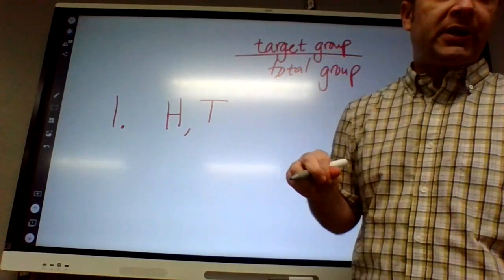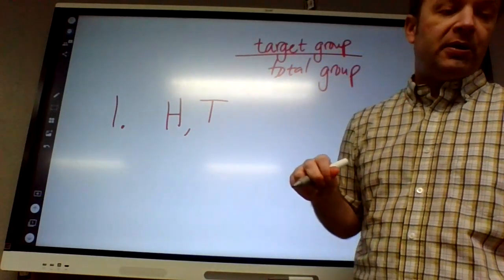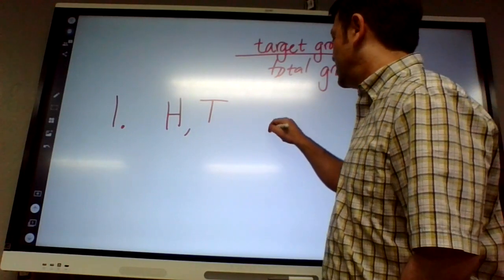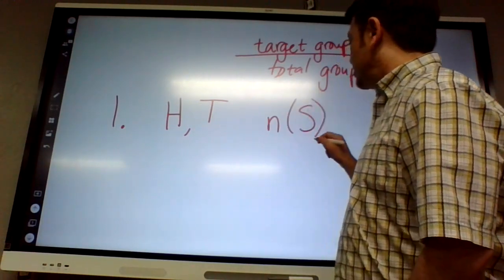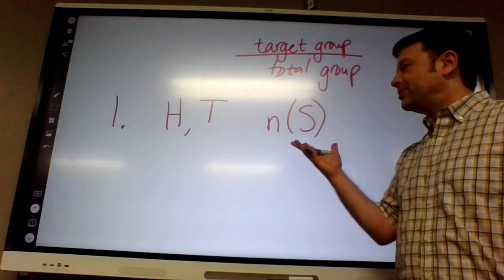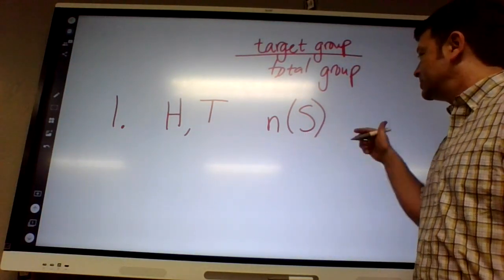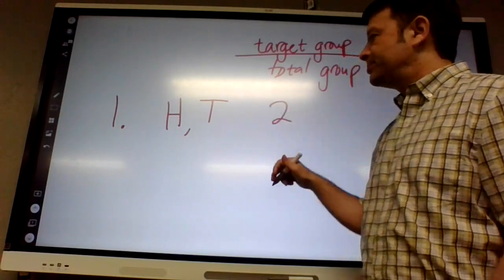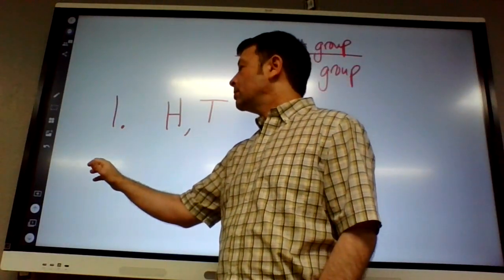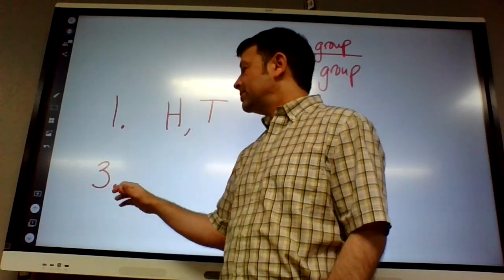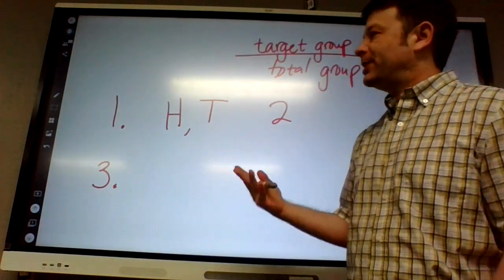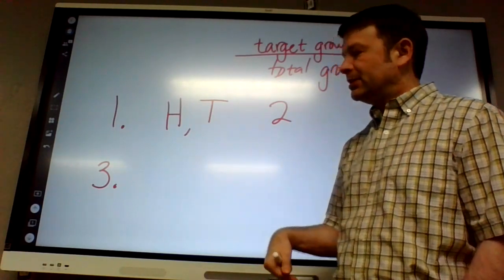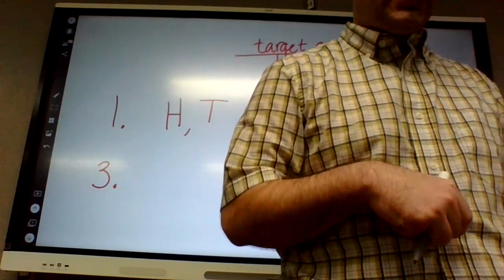Not really in love with that terminology. And then the N of S means what is the number of possible outcomes in the sample space. So what is the number of possible outcomes? 2. So let's put a 2 out there. The sample space means what are the possible outcomes, and then the N of S means the number of possible outcomes. That's what they mean.